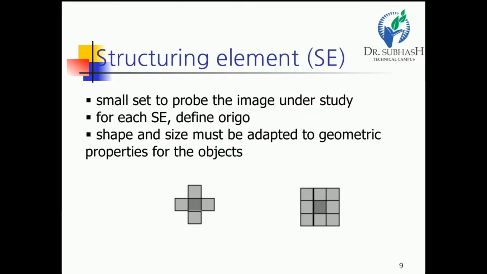Now the structuring elements. A structuring element is nothing but a small set used to probe the image under study. We can study the entire image by using small sets of probes. First, the image can be described by converting it into smaller sets. For each structuring element we define the origin, right? So for every structuring element we find the origin. Shape and size must be adapted to the geometric property of each object, right? So we are using a small set of probes as structuring elements.